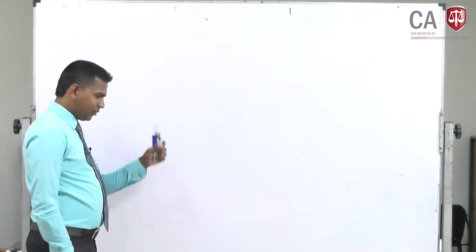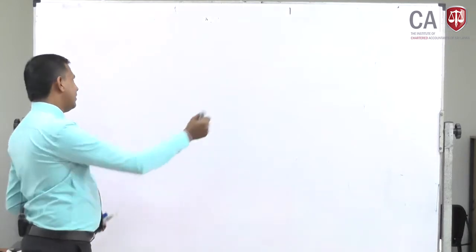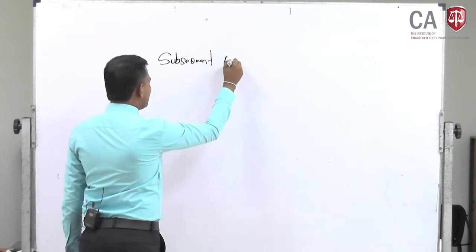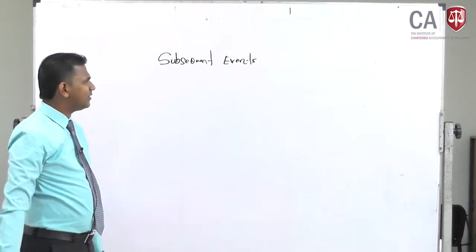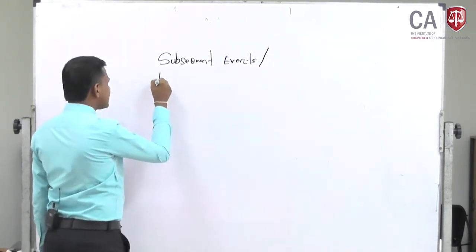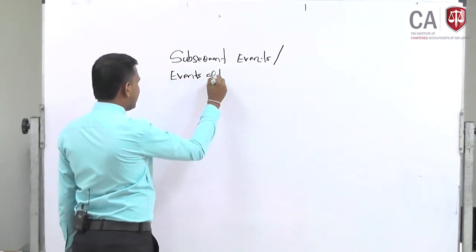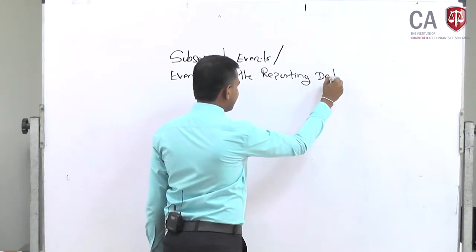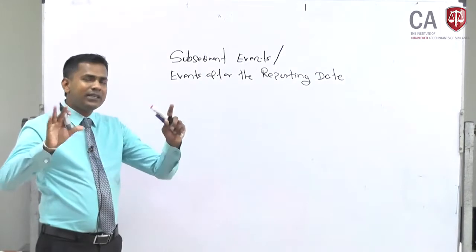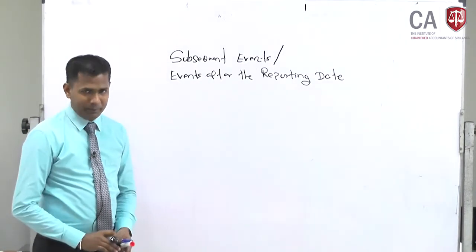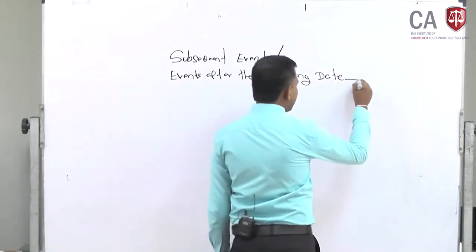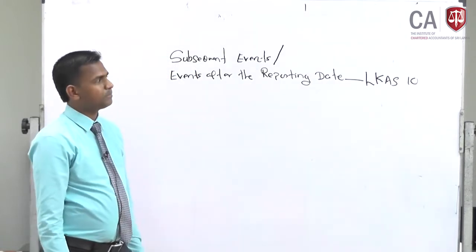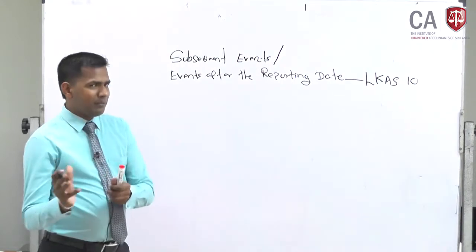Before moving to the discussion of the auditing standard, I will just tell you what is meant by subsequent events. Subsequent events, or sometimes we say another phrase, events after the reporting date. You might have heard this phrase when you were doing your advanced level accounting paper. Events after the reporting date is a separate accounting standard, that is LKAS 10.